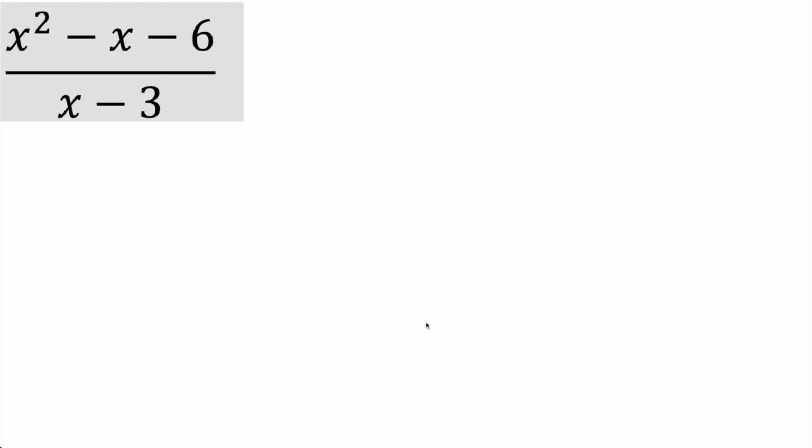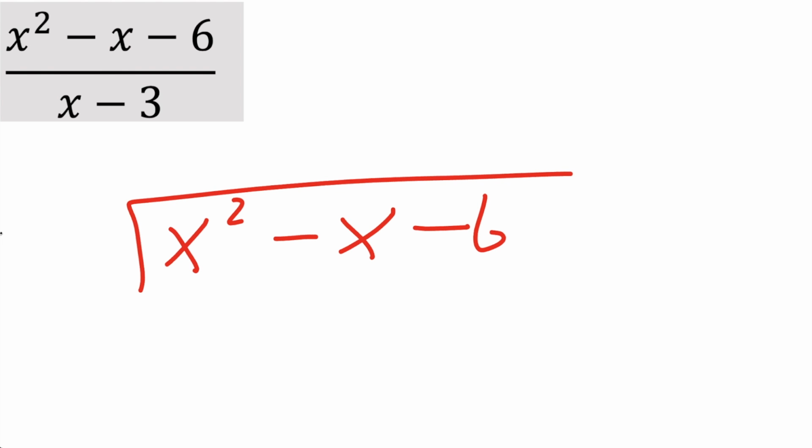So the very first step is to rewrite this. So we're going to write it as x squared minus x minus 6 being divided by x minus 3. Now our very first step is to look at our highest power, which is x squared, and our highest power here is an x. So we think to ourselves, x times what gives you x squared? And x times x is x squared. So I'm going to place the x right here so it's in line with this x.